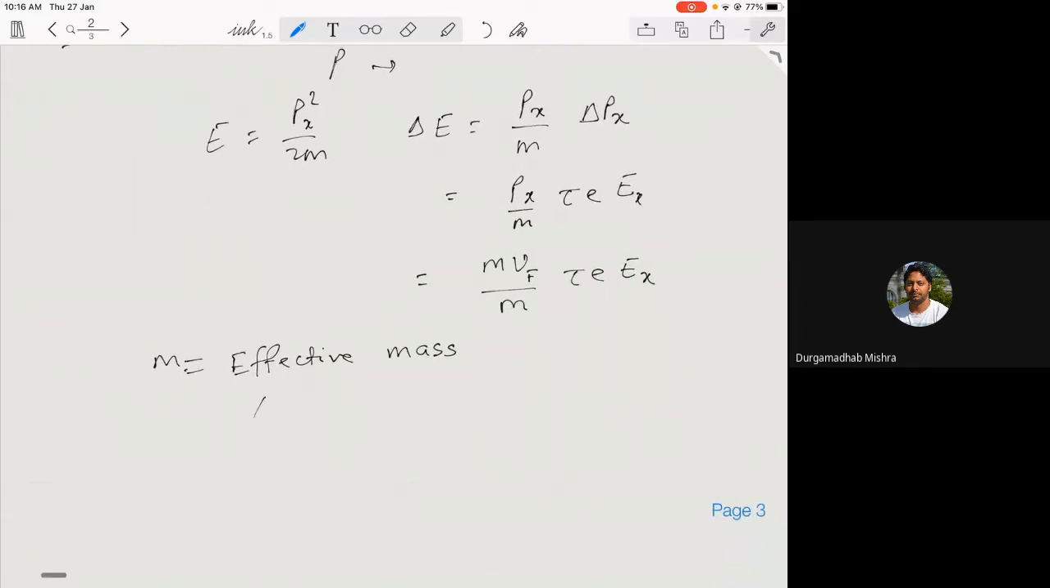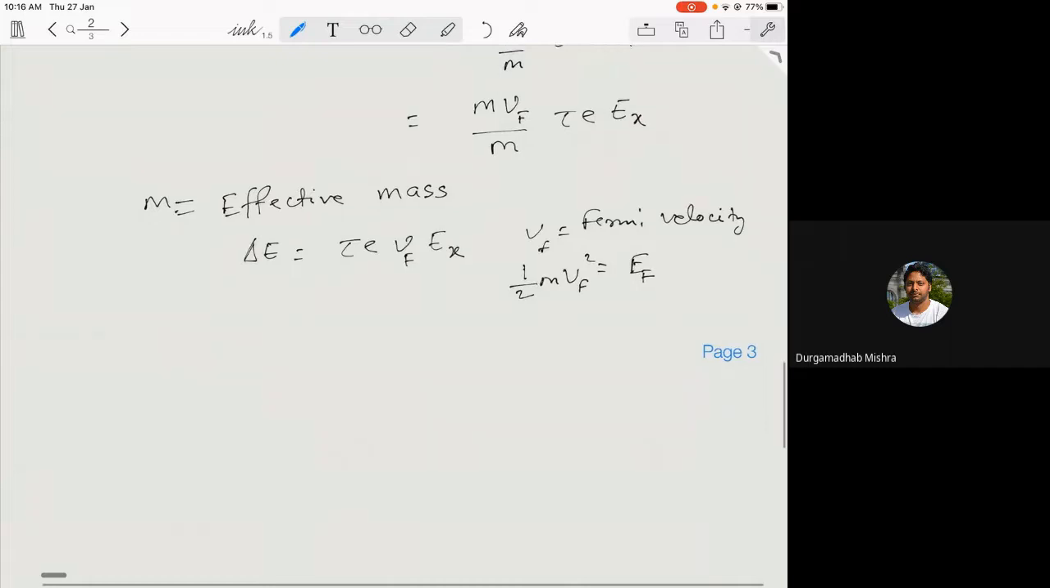So delta E will be tau E vF, where vF is your Fermi velocity. You can calculate this vF if you know the Fermi energy from the relation EF equal to half m vF square. That is just the kinetic energy.